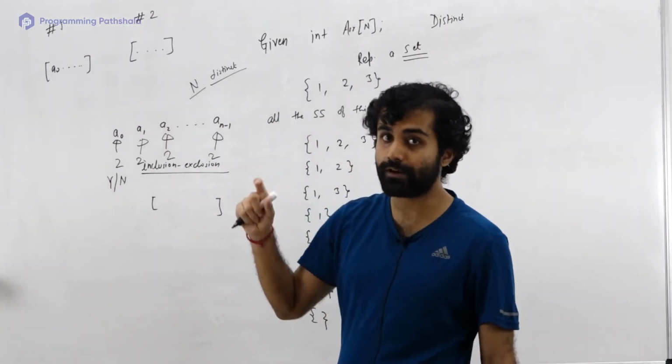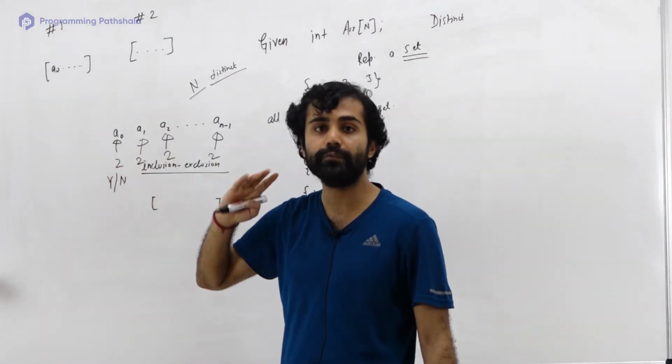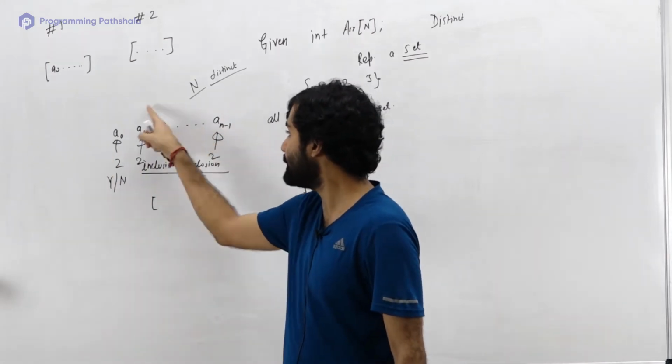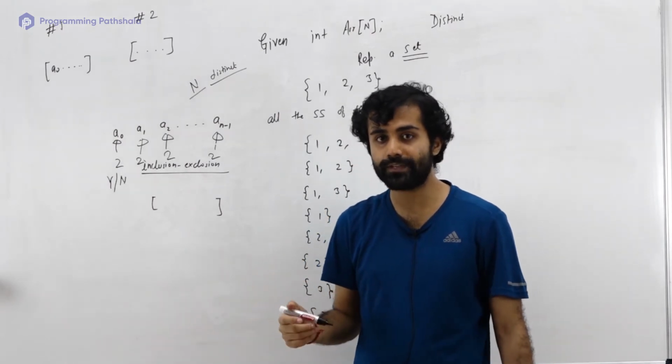And what will happen next? Once you have made your decision for a naught, so now you would want to make your decision for the remaining part of the array, right? So this is how it is going to look like.